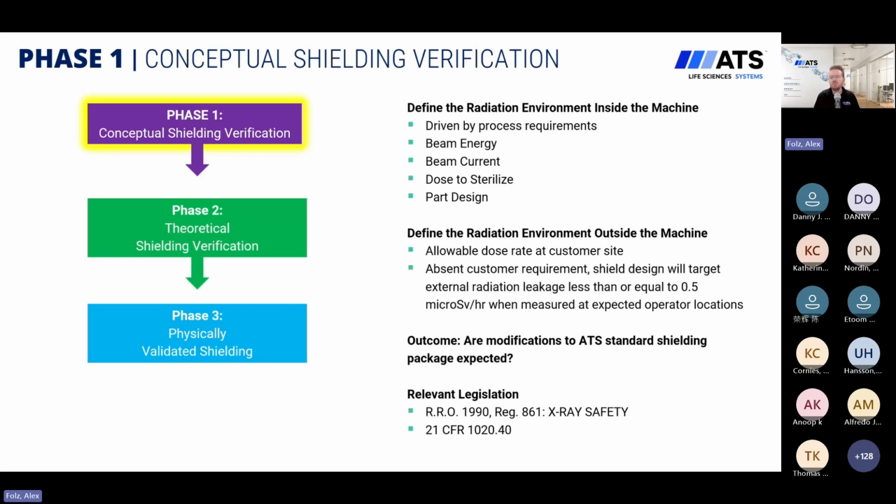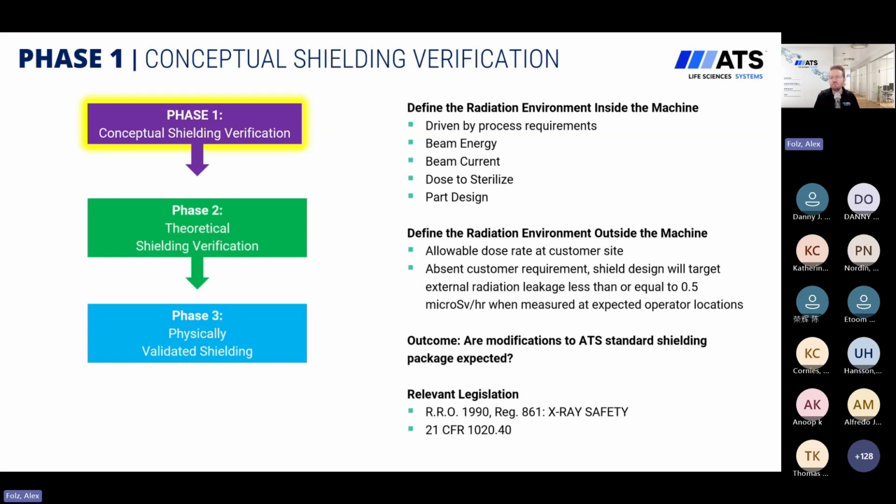So what is that allowable dose rate at the customer site, right? Do you have any local regulations that differ from typical install sites, right? Or again, does your HSE team, your health and safety team, have any requirements that go above and beyond local regulations? So absent any requirements, our typical shield design will target an external radiation of 0.5 microsieverts per hour when measured at the expected operator location. So, you can imagine from the previous slides where that human machine interface was, where the operator stands, especially in cases where it's manually loaded.